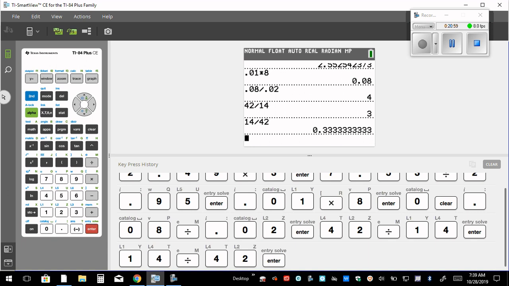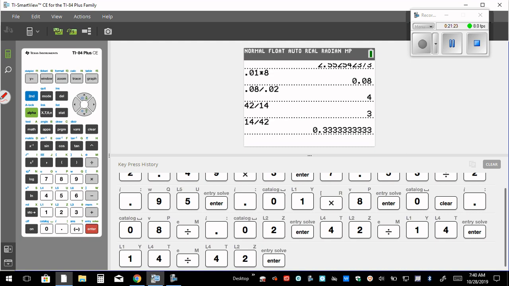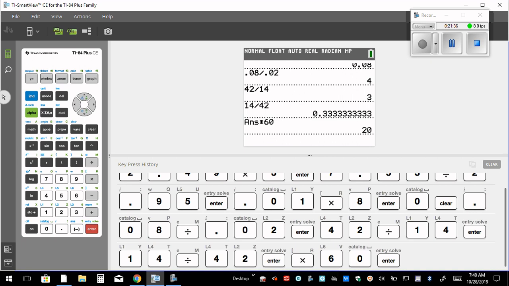Now, let me go back here. T is going to be 0.33. Well, what does 0.33 mean? That's 0.33 of an hour, right? Because we're talking about time. So if I multiply that times 60 minutes in an hour, that's going to give me 20 minutes.